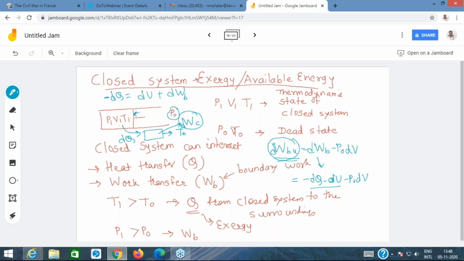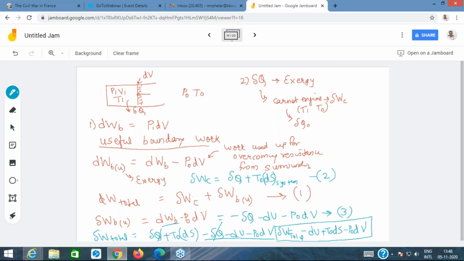Okay, so why are we getting the maximum work potential? Because exergy is nothing but the maximum work potential. So what we do is calculate dw maximum or dw total, which is equal to the Carnot work plus the useful boundary work. And by putting this, you will get the equation which I have written in the bracket. Okay, hopefully this is clear to you.